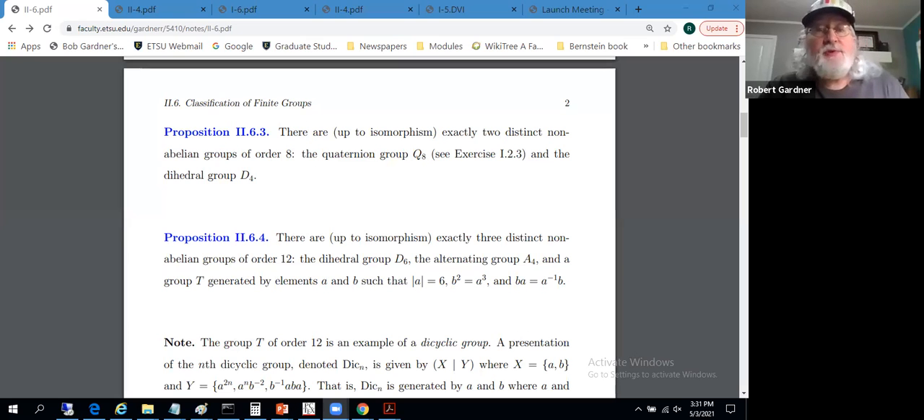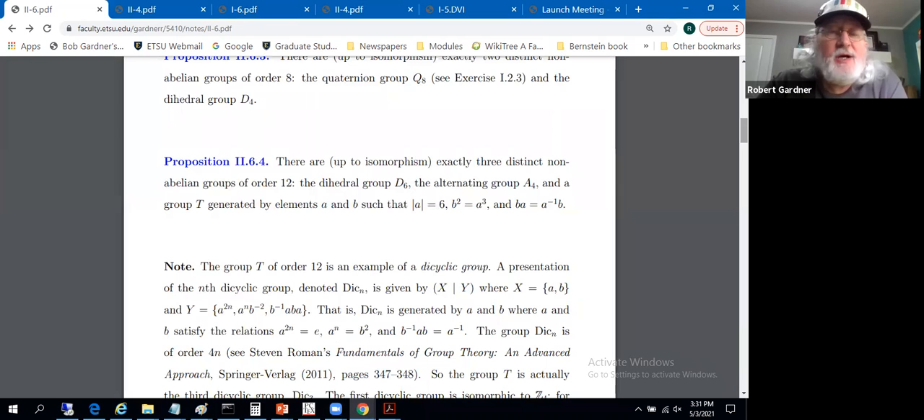Classification of finite groups up to order 15. That's the project in this section. We left off previously having argued that there were exactly two non-abelian groups of order 8, the quaternions and the dihedral group D4. The other problem child case for groups of order up to 15 is 12.